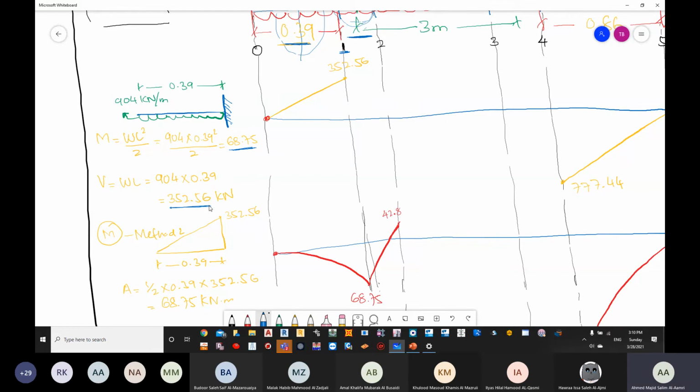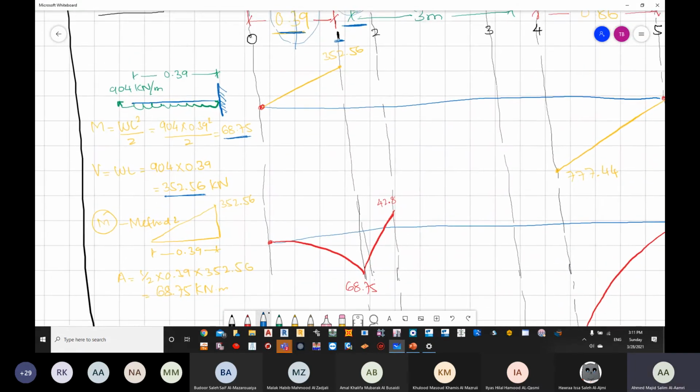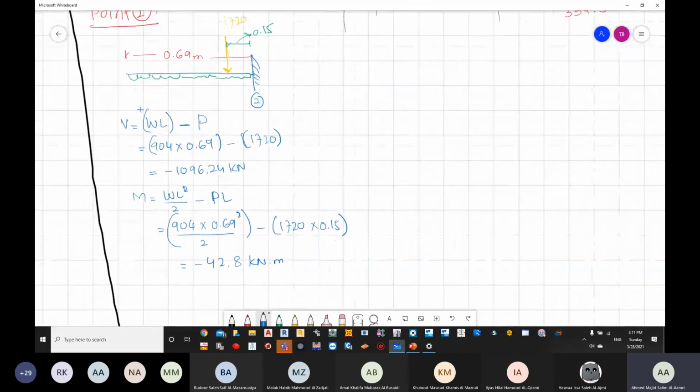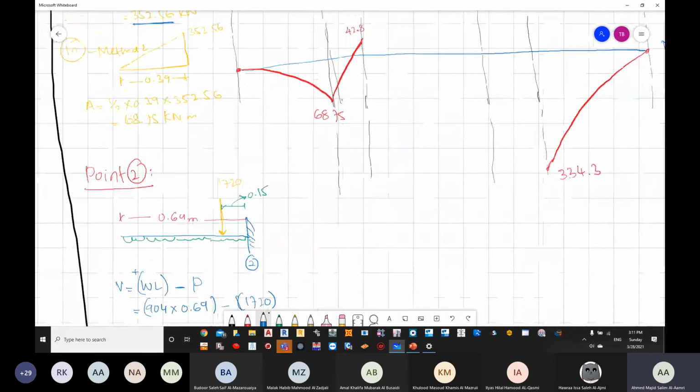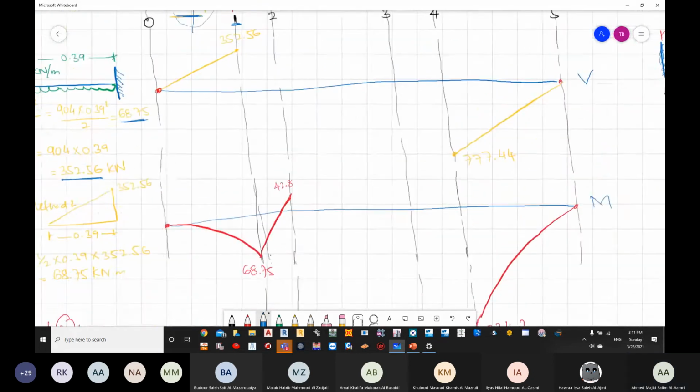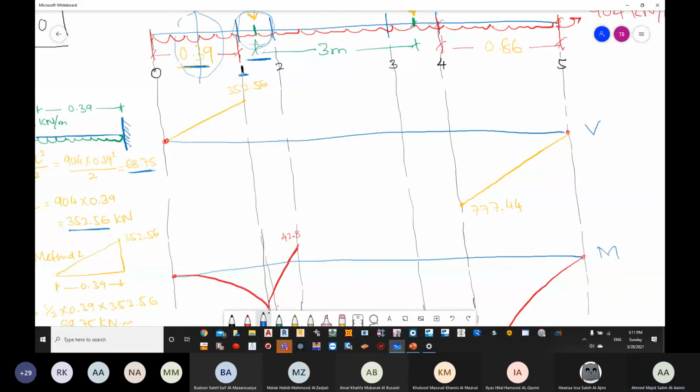And for my bending moment, I have drawn the positive goes down. Now, if you see, for point number 1, we have got the shear force to be positive, so it goes above the line, above the reference line, which is in blue. What about point number 2? In point number 2, you will see that my loading is negative. It means that it goes below the reference line.